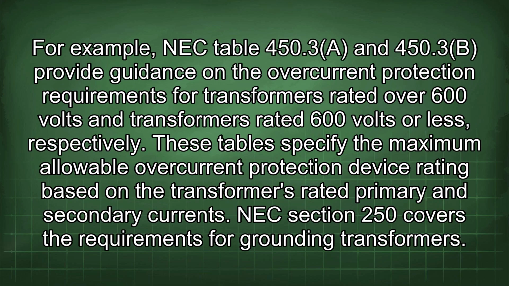For example, NEC Table 450.3 and 450.3b provide guidance on the overcurrent protection requirements for transformers rated over 600 volts and transformers rated 600 volts or less, respectively. These tables specify the maximum allowable overcurrent protection device rating based on the transformer's rated primary and secondary currents.